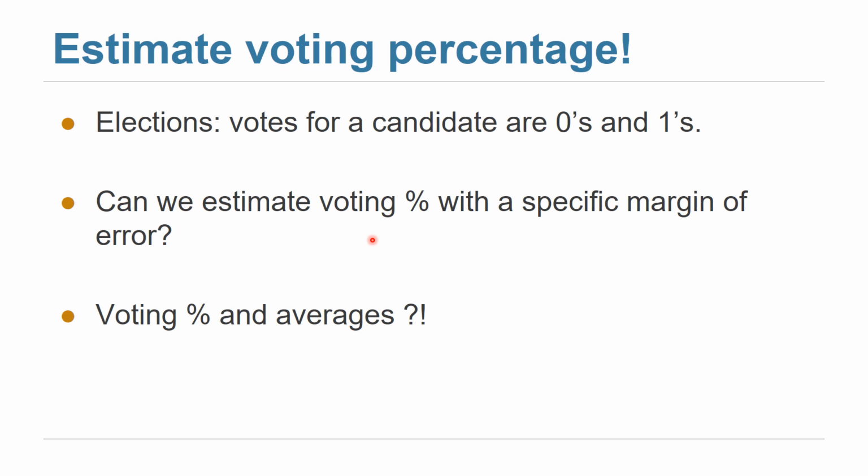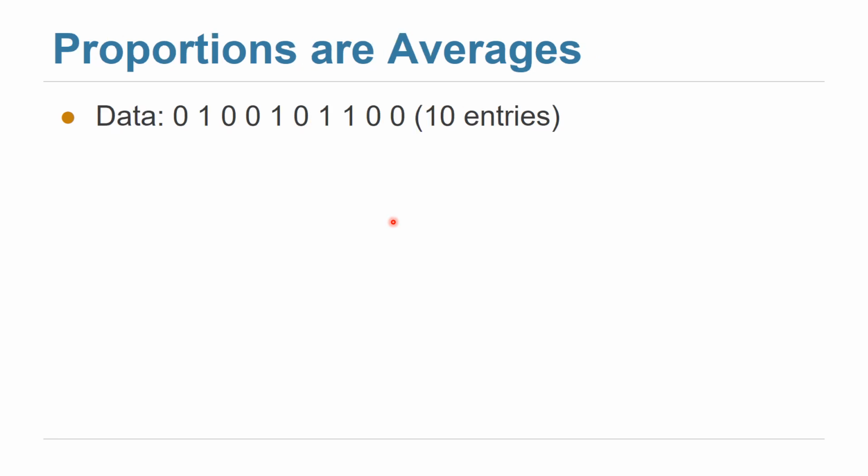Now here we talk about voting percentage, but in the previous part of the lecture and in the previous lectures in this session, we kept talking about averages. So what is the relationship between voting percentage and averages? Let's look at our data here in this example. Our data are zeros and ones, right? Because we said that voting against is 0, voting for is 1. Now, if we want to compute the proportion of ones or the percentage of ones from this data, let's say that we have only 10 votes.